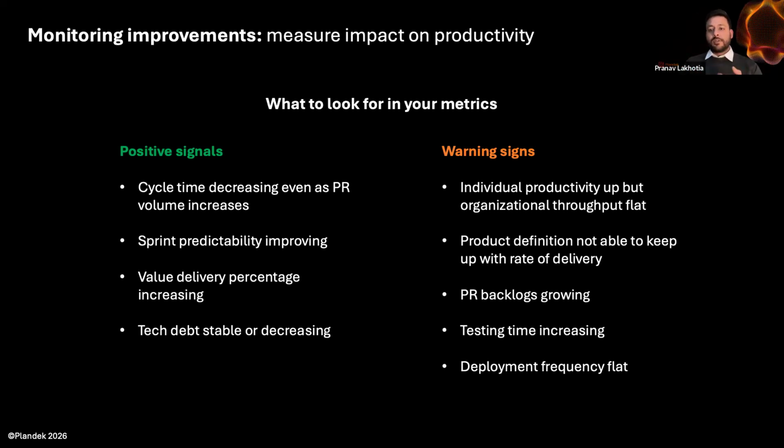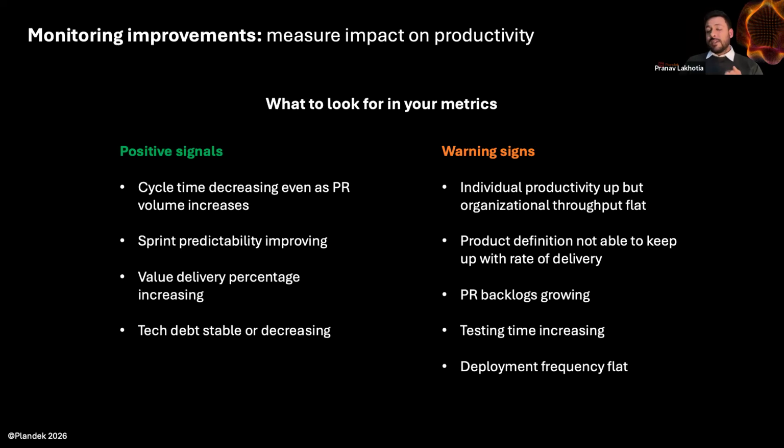Be aware that you're not just creating a massive run of tech debt and ignoring bugs, because that can be a problem later down the line as well. Tech debt, if you're using AI tools to try and improve it, if it's stable or decreasing, then that's a really positive sign as well.